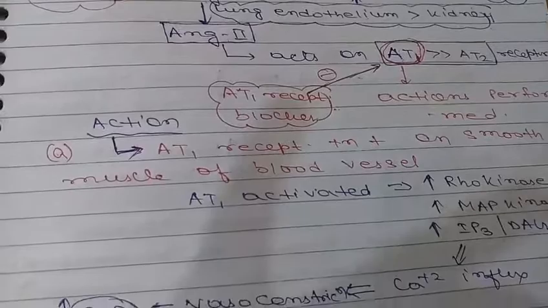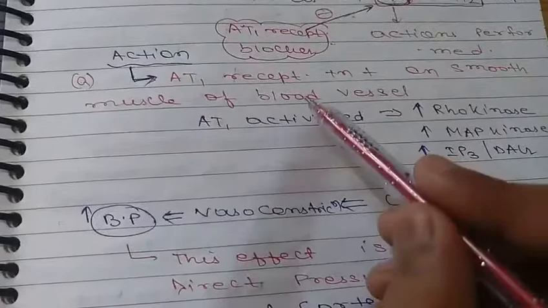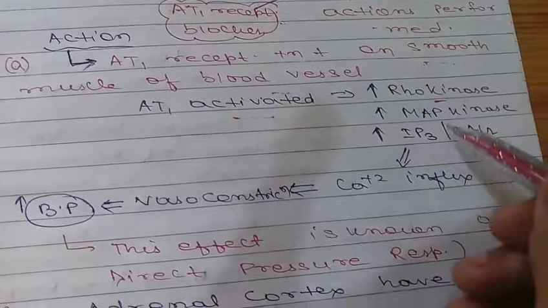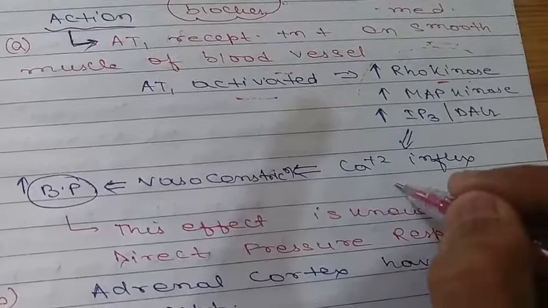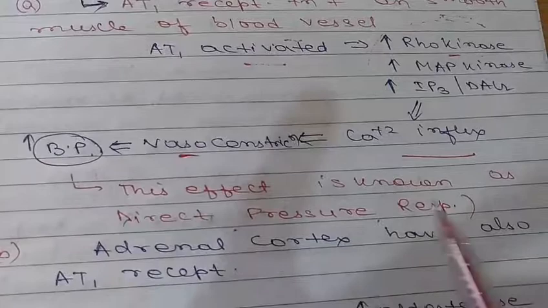Clear? Now first we will look at the action of angiotensin 2 on AT1 receptor. AT1 receptors are present on the smooth muscle of blood vessels. So when AT1 is activated, it will increase Rho kinase, MAP kinase, IP3 and DAG. These three activations will lead to calcium influx, and calcium influx will lead to vasoconstriction, which will increase your BP. And this effect is known as direct pressure response.